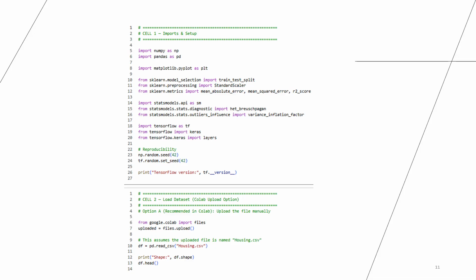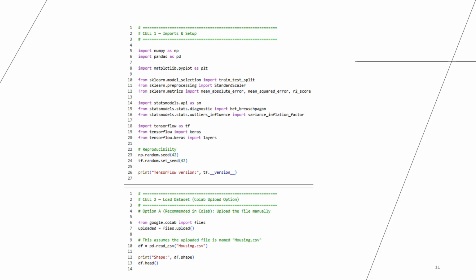Next, we import Matplotlib so we can visualize results later, things like distributions, trends, and performance plots. Then we bring in several tools from scikit-learn. We import train_test_split because we need to separate our dataset into training and testing sets. That way we can train the model on one portion of the data and evaluate how well it generalizes on data it has never seen before.